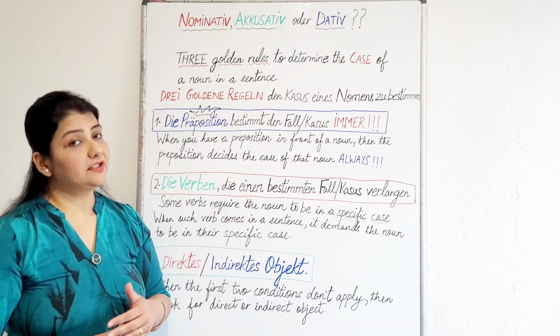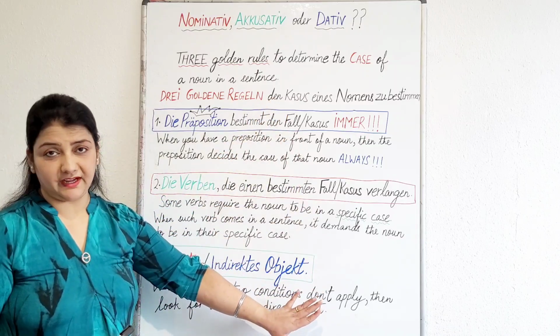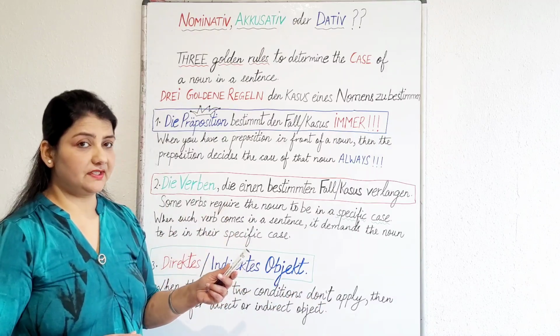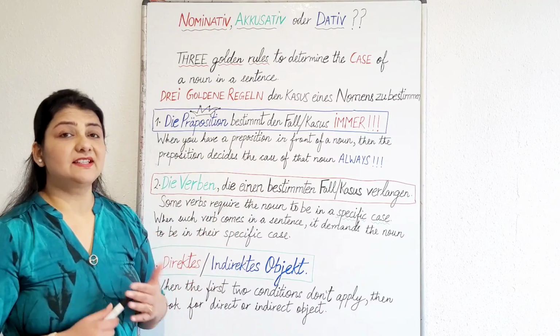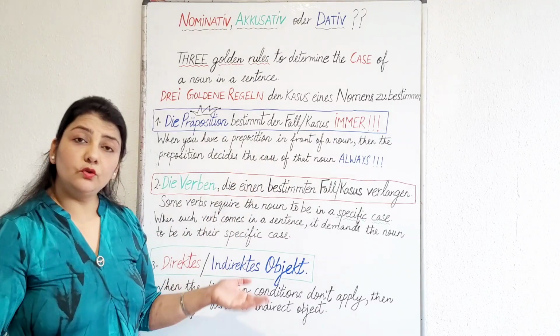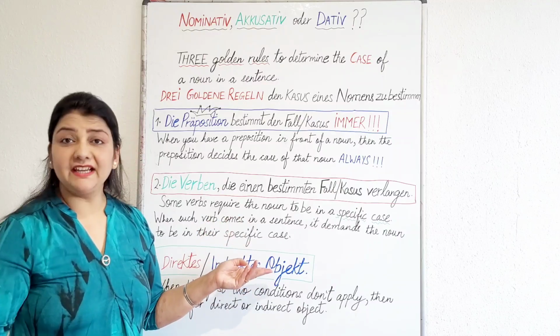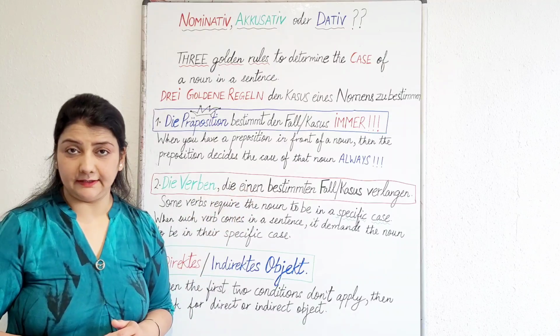Diese drei goldenen Regeln müssen in dieser Reihenfolge benutzt werden. Man darf die zweite Regel nur dann benutzen, wenn die erste Regel nicht für den Satz gültig ist. Und genauso, man darf nicht zur dritten Regel springen, wenn man die zweite noch nicht kontrolliert hat.